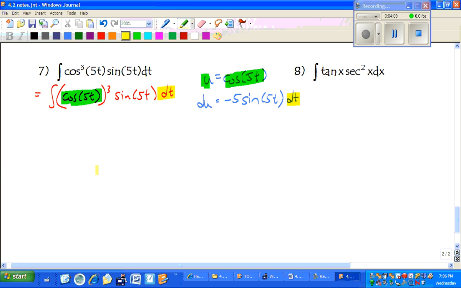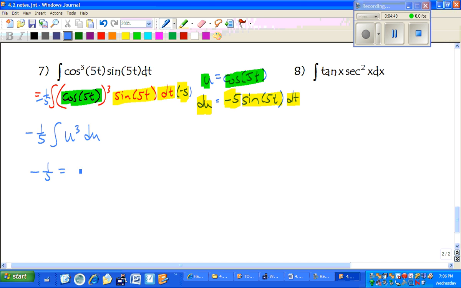Well, the dt is represented already inside of here, the sine of 5t. Only thing we're missing, as usual, is that constant. So we want to multiply inside by negative 5, outside by negative 1/5. Now we have everything represented that we can replace with du. So we have negative 1/5 times, this is u to the third, all of this is du. So we went from a very big complicated one to something very simple again. Something that we can take the antiderivative of.